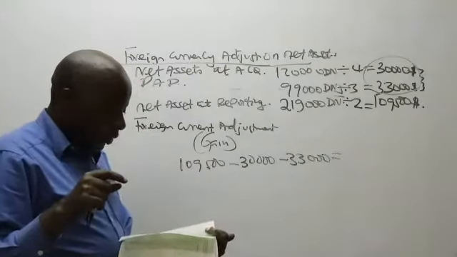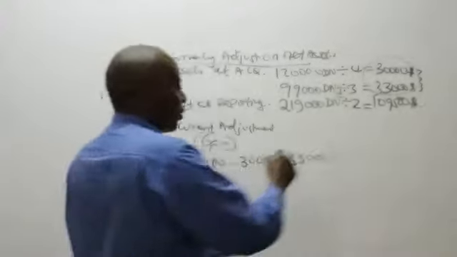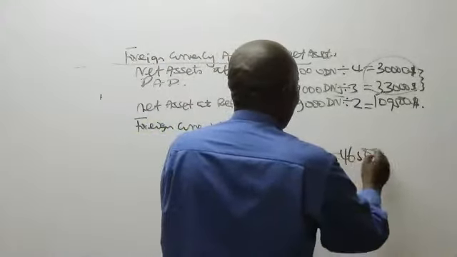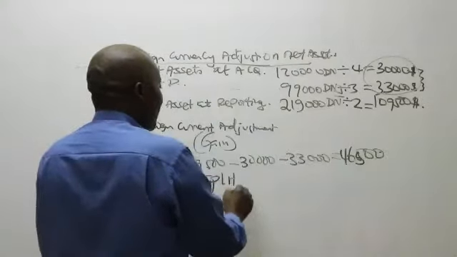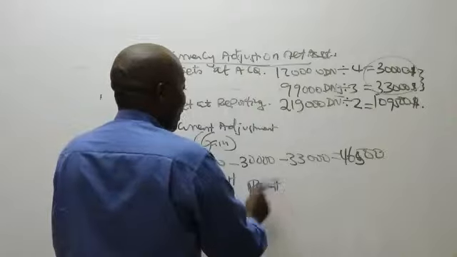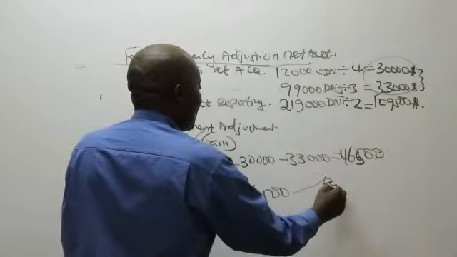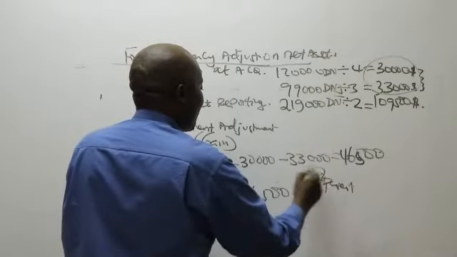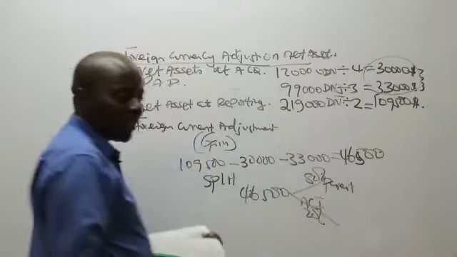46 what here somebody? 46,500. So this is 46,500. Hii unagawia, you split it. Parent akule kitu yake. So split it 46,500. Parent akule 80%, na NCI akule 20%. You split immediately.